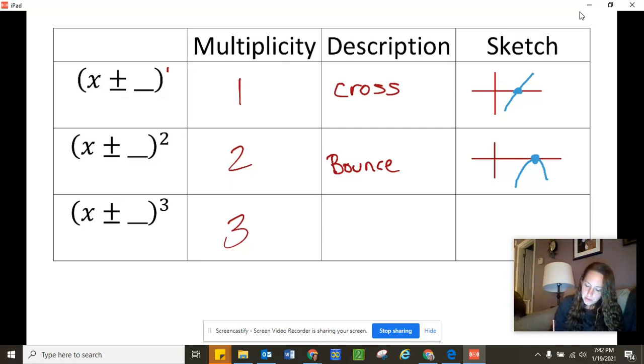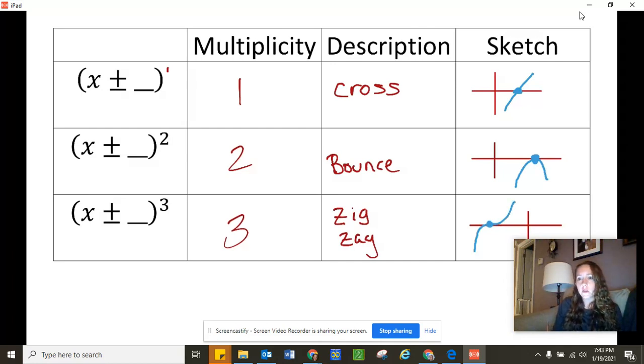The last one, I call it a zigzag. So if you have your polynomial and you have an x-intercept where it is to the third power, it's like it comes up and does a little zigzaggy thing, but it does go to the other side.